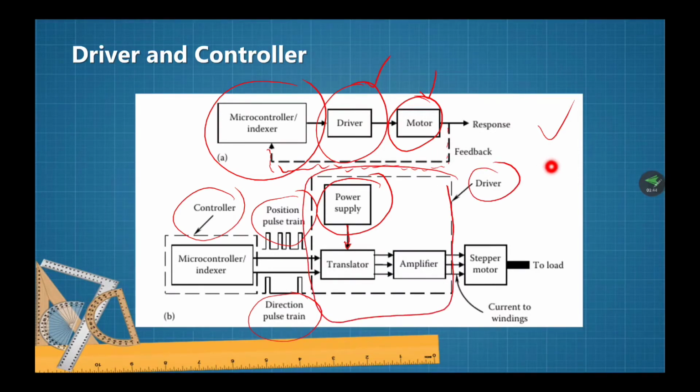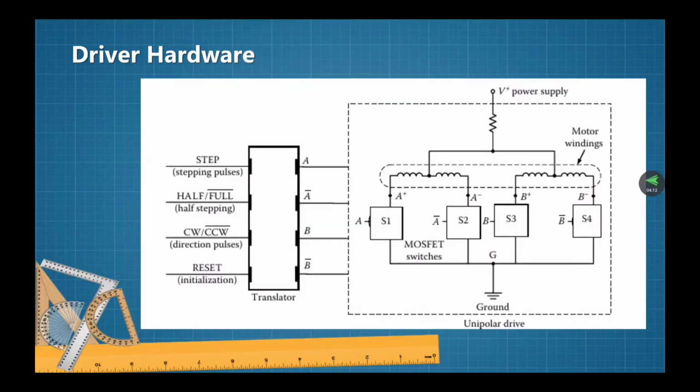block, that contains the power supply, translator, and amplifier, and then it drives a stepper motor, makes it move, and the output of the driver is the current to the windings of the stepper motor. And this is the schematic diagram for the stepper motor driver.